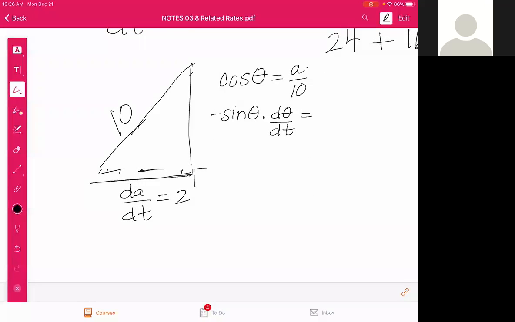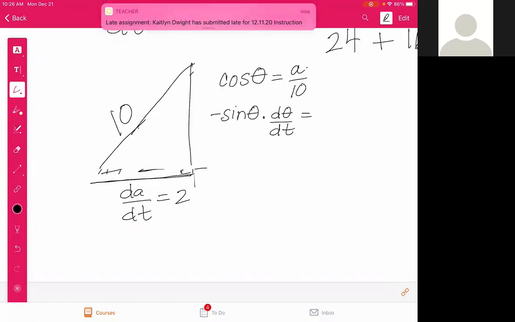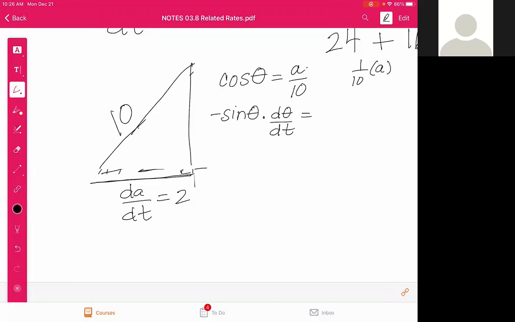Now, equals a over 10. So this 10 is just a constant. You don't have to do quotient rule with this. Think of this as just 1/10 times a. So if you take the derivative of this, it's just going to be 1/10 times the derivative of a, which is dA dt.